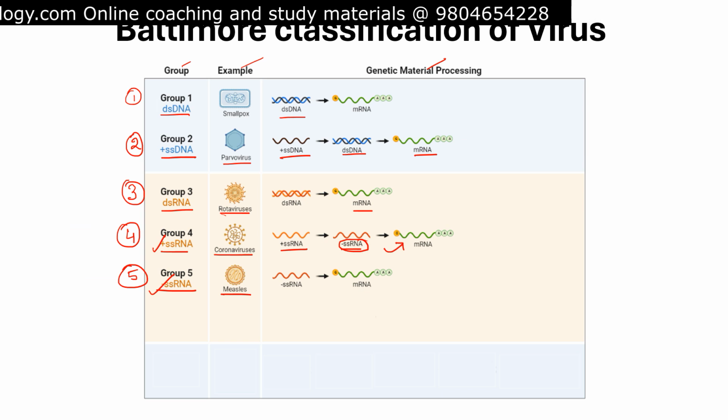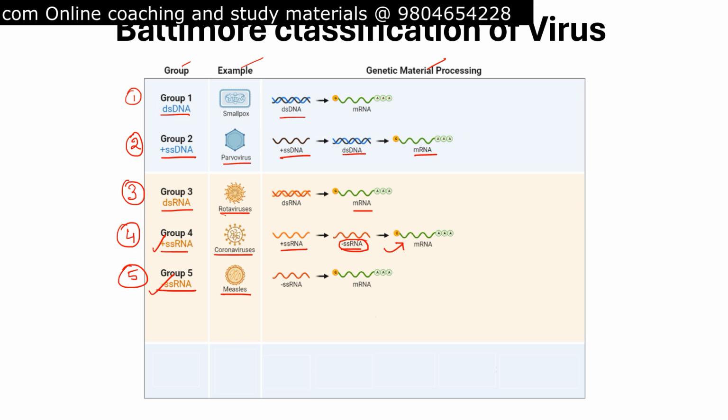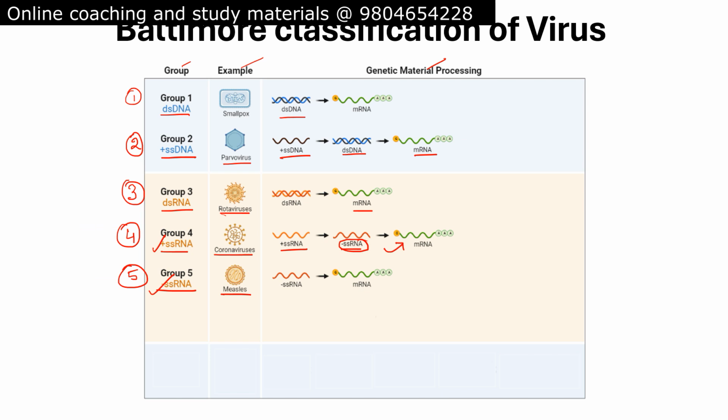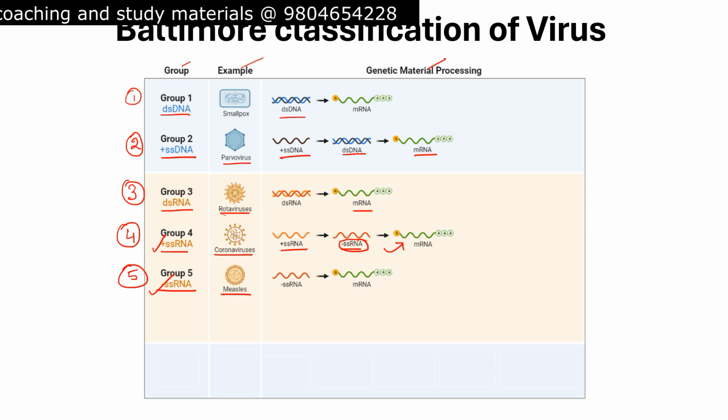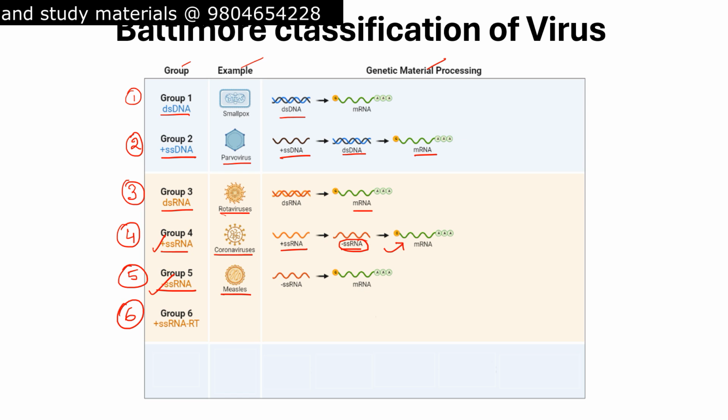But for plus single-stranded RNA, to make mRNA, they need to take the journey from plus single-stranded RNA to minus single-stranded RNA, then to mRNA. Next is group number 6, that is plus single-stranded RNA where reverse transcription is involved. So a retrovirus, we can say RT is involved, reverse transcription is involved, single-stranded RNA plus.